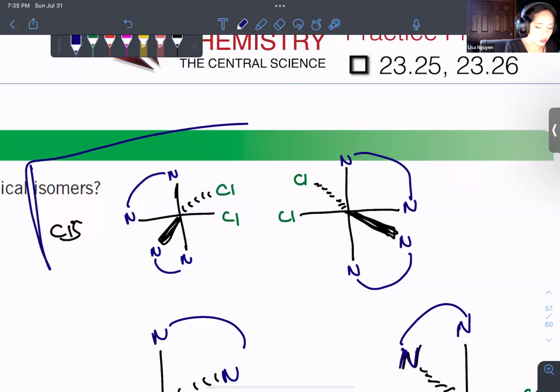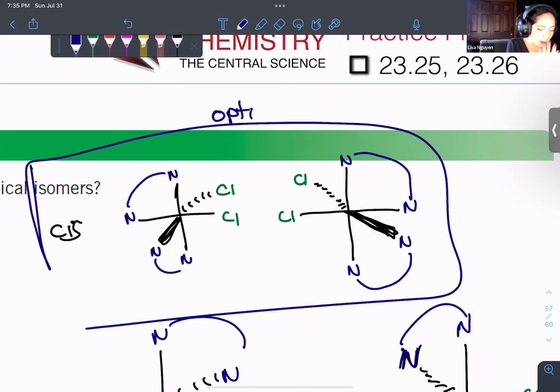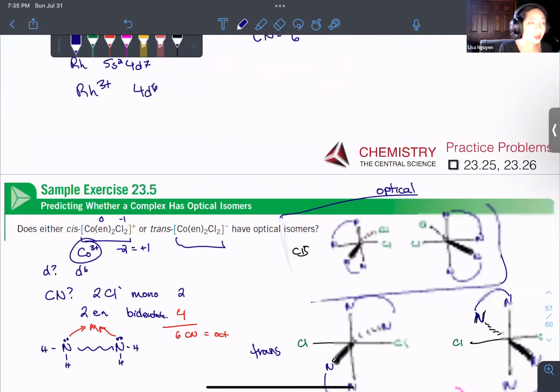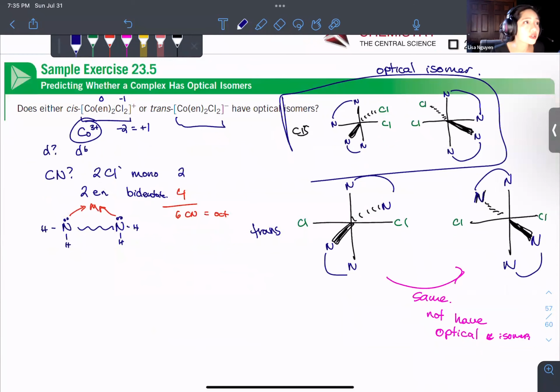So the answer here is only the cis version has an optical isomer, because its mirror image is not superimposable, so they are unique molecules. They will have unique properties. Optical isomers with octahedron, we usually use notation such as lambda and delta, but it is not important for you to identify which one is lambda and delta. What I want you to know is that these two molecules are different. They are not the same molecule, but these two are.